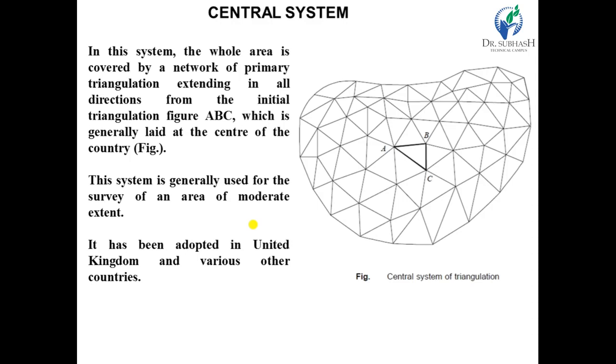Now, the central system. In this system, the whole area is covered by a network of primary triangulation extending in all directions from the initial triangulation figure ABC, which is generally laid at the center of the country. This system is generally used for surveying an open area of moderate extent. It has been adopted in the UK and various other countries.